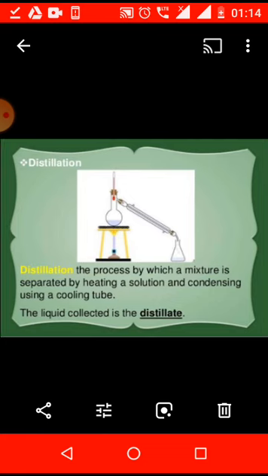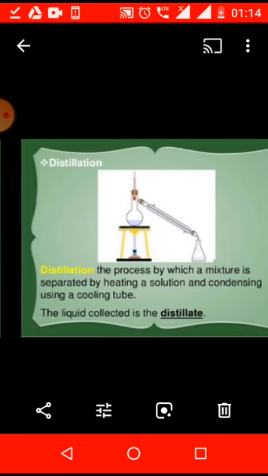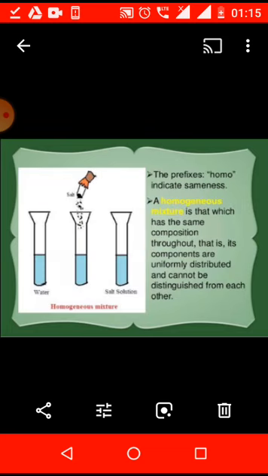And then distillation. Distillation is the process by which a mixture is separated by heating a solution and condensing using a cooling tube. The liquid collected is the distillate. And then a homogeneous mixture is one which has the same composition throughout, that is, its components are uniformly distributed and cannot be distinguished from each other.